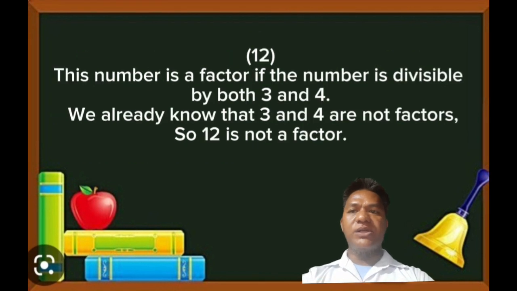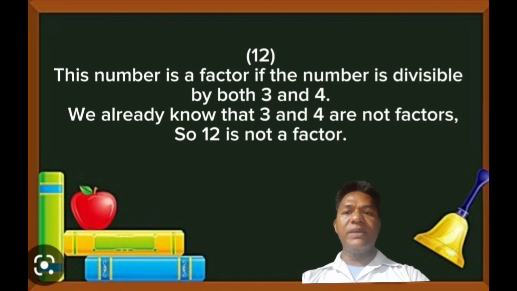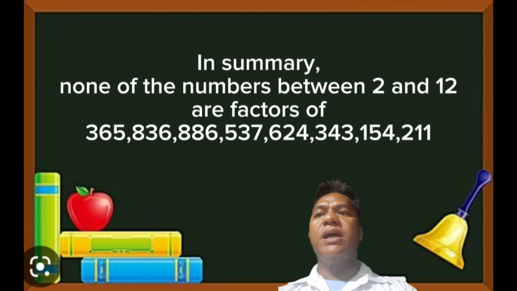Now let's proceed to number 12. This number is a factor if the number is divisible by both 3 and 4. We already know 3 and 4 are not factors, so 12 is not a factor. Now, in summary, none of the numbers between 2 and 12 are factors of the given number.